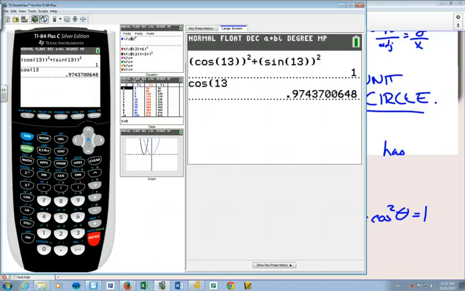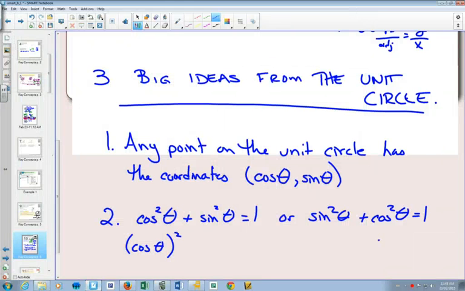Cos of 13 is 0.97437000648. Squaring that, if you were doing the mental math as we went along and you wanted to check if you were on the right track, that's where you should have been. But chances are, yeah. If you did have those numbers correctly to that many decimal places, come see me at lunch. I can probably get you hired somewhere. Okay. That is the second big idea.